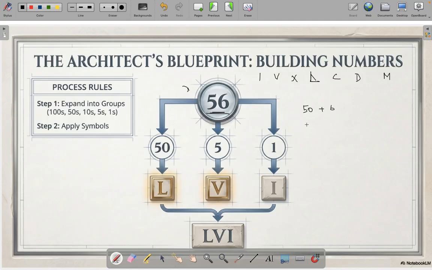The second step would say, so 50 I already know this is L, so there is no point in worrying about this. 6 I cannot represent as of now, so I'll use the closest number, so 5, and then plus 1. Is this clear? Yes, sir. So this will be equal to, 50 is L, 5 is V, and 1 is I. So LVI.